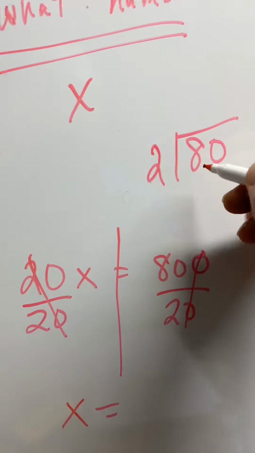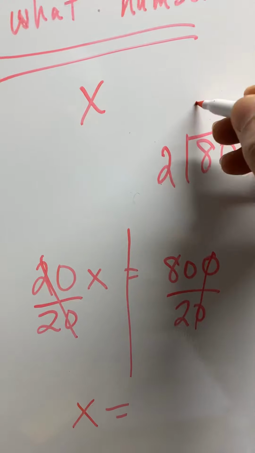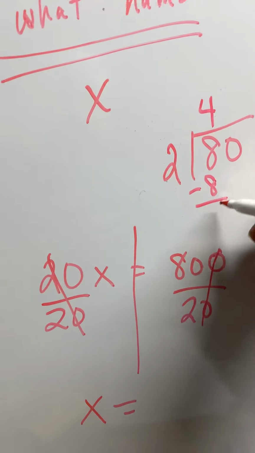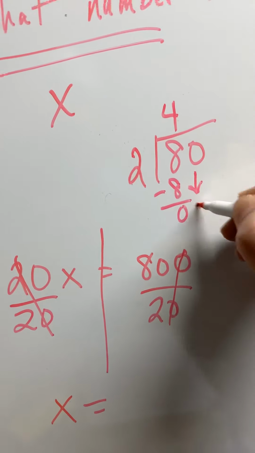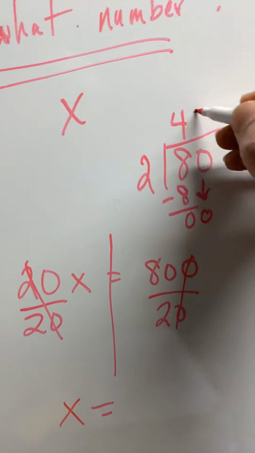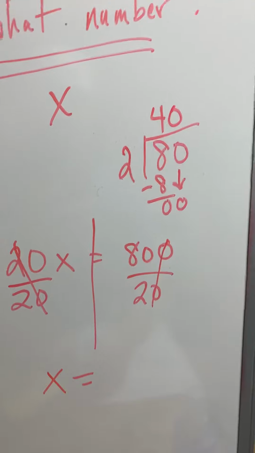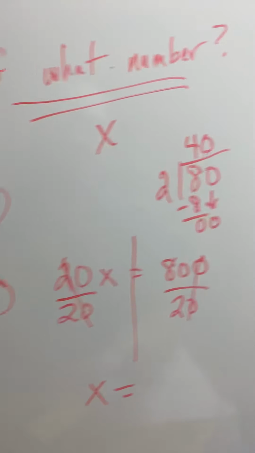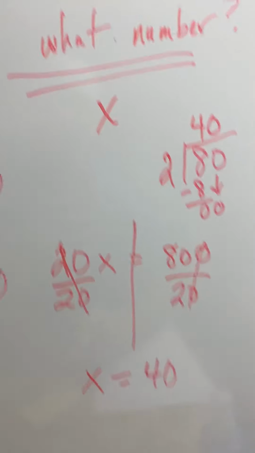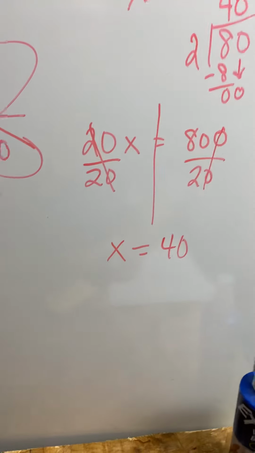How many times can 2 go into 8? 2 times 4 is 8. So I subtract, bring down my 0. Well, there's nothing to do. So I just put my 0 up because 2 can't go into 0. Okay, so my answer is 40. So my of is 40. Hope this helps.